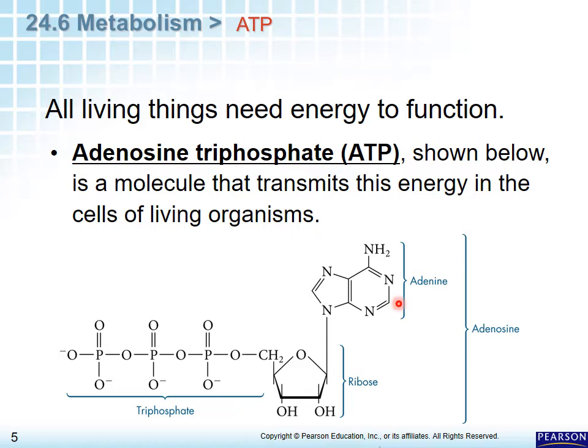Now look at the molecule of ATP. It contains adenine, which is a nitrogen base, ribose sugar, which is a pentose or 5-carbon sugar, and 3 ions of triphosphate. So adenine and ribose combined together are called adenosine, and the 1, 2, 3 phosphate groups are called triphosphate. Together, it is called adenosine triphosphate.